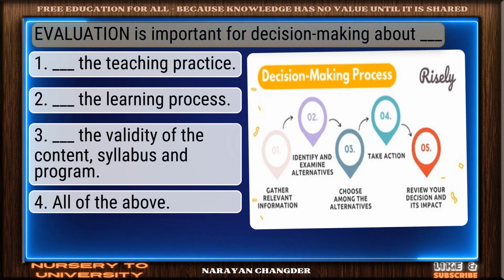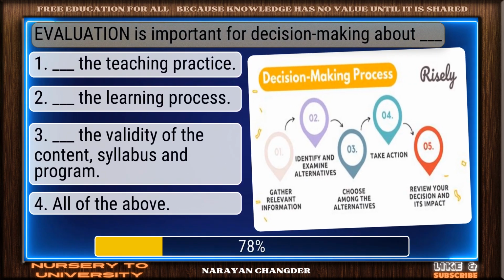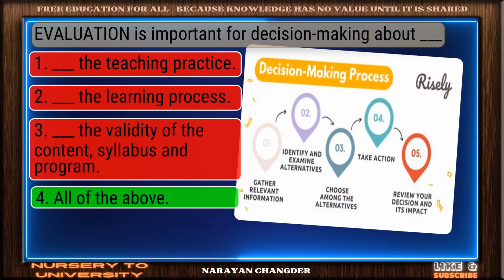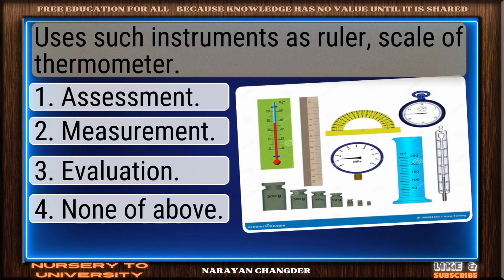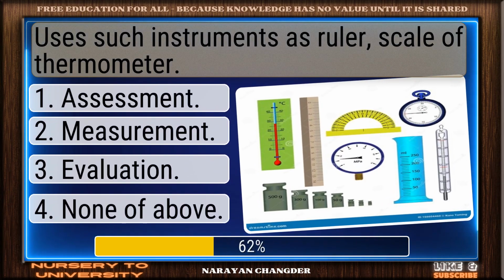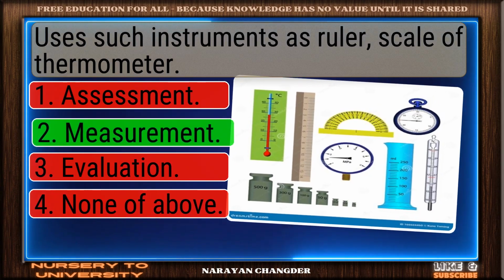Evaluation is important for decision-making about dash. On track. All of the above is the correct answer. Uses such instruments as ruler, scale of thermometer. Well done. Measurement is the right choice.